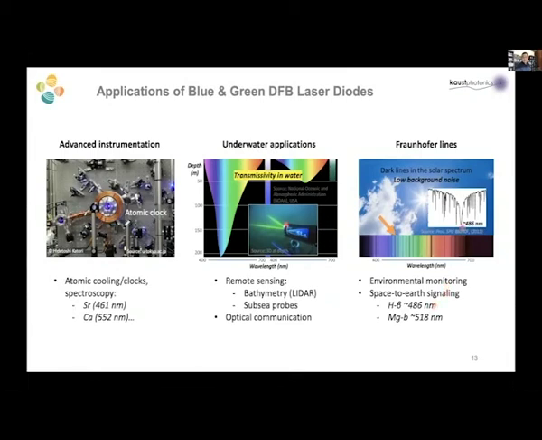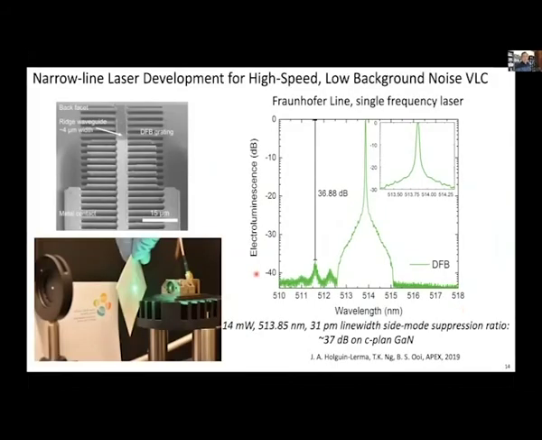Another objective will be trying to match the DFB laser and make the wavelength so narrow that you fall onto the Fraunhofer line. That is a missing line under the bright sun, in the sun spectrum. So doing so, the objective is very much hoping to reduce the background noise into the detector.